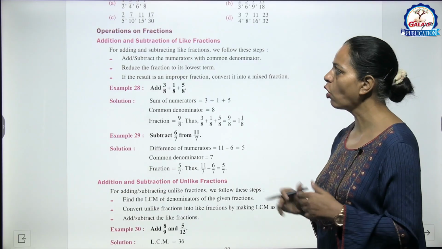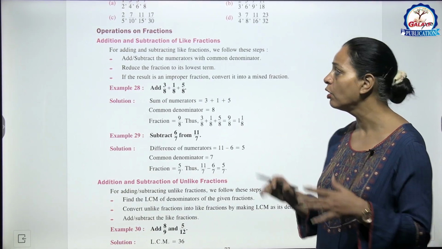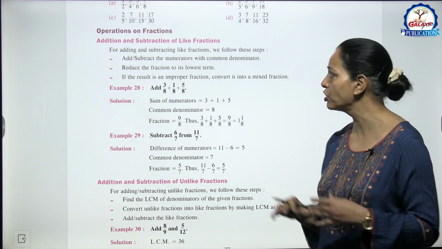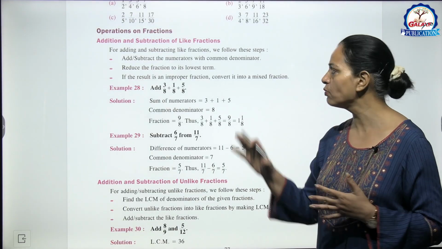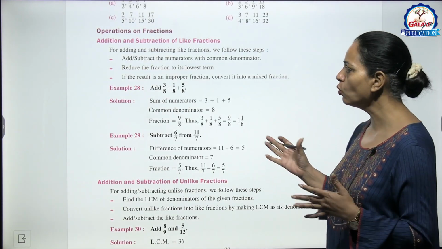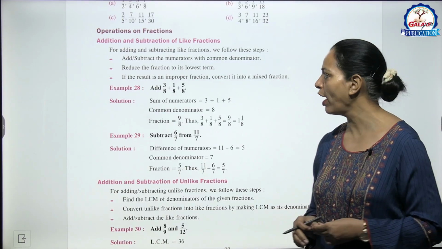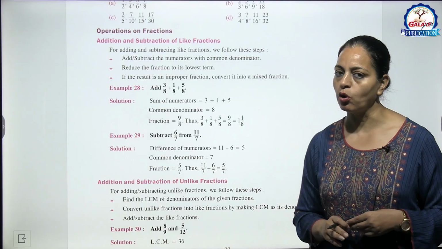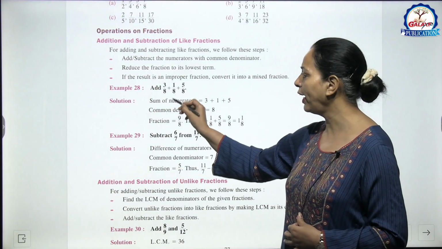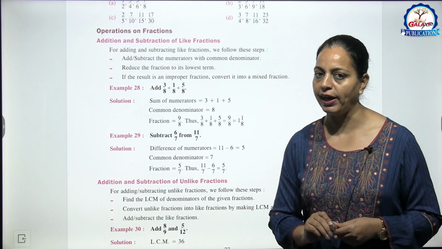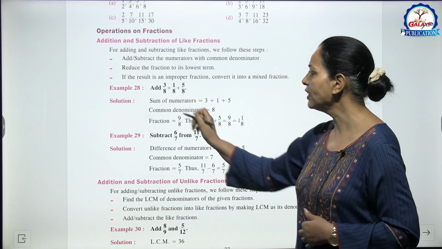Okay. Now the next is operations on fractions, addition and subtraction of like fractions. For adding and subtracting like fractions, we follow these steps. What to do? Add or subtract the numerators with the common denominator, reduce the fraction to its lowest terms, and if the result is an improper fraction, convert it into a mixed fraction. Very simple. Example 28, add 3 by 8 plus 1 by 8 plus 5 by 8. So what to do? Take the sum of numerators. So now add the numerators.